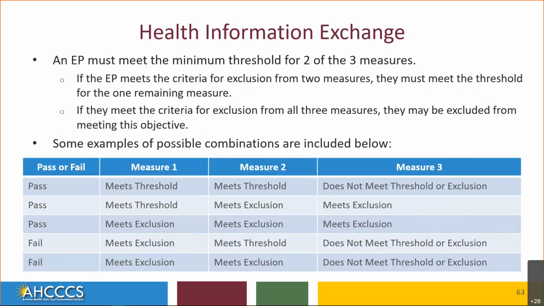This is very similar to the last objective we discussed, where the EP must meet the minimum threshold for 2 of the 3 measures. If the EP meets the criteria for exclusion from 2 measures, they must meet the threshold for the 1 remaining measure. If they meet the criteria for exclusion from all 3 measures, they may be excluded from meeting this objective. This table goes through a few scenarios of where a provider may fall and whether they pass or fail.